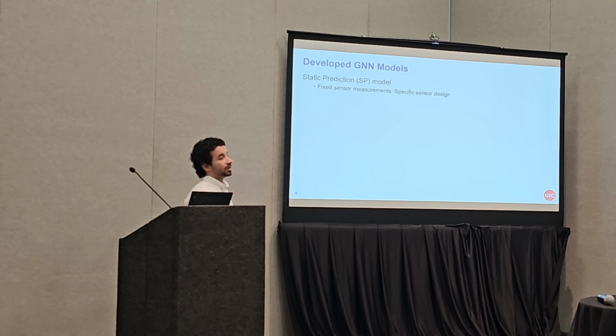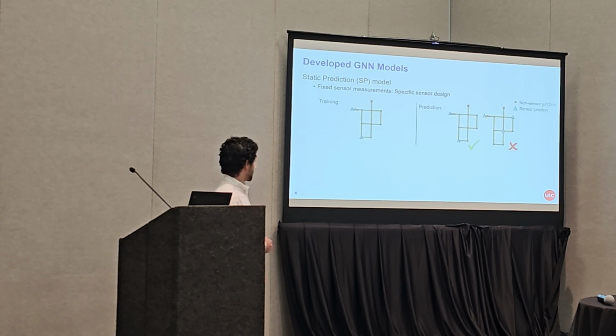In this model, we developed two different graph neural network models. The first one is the static prediction model that simulates the fixed sensor measurements. It only works on a specific sensor design. In other words, again, I'm using this simple network. If we train a model on these two locations as sensors, it can only be used to predict the green concentration knowing the information at these two.